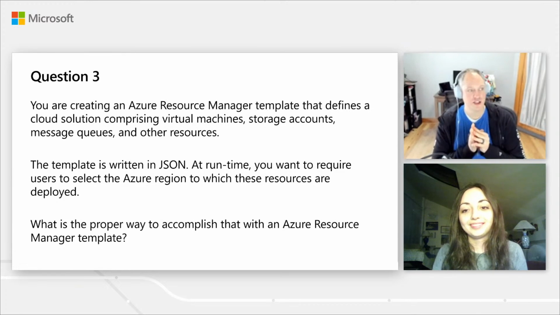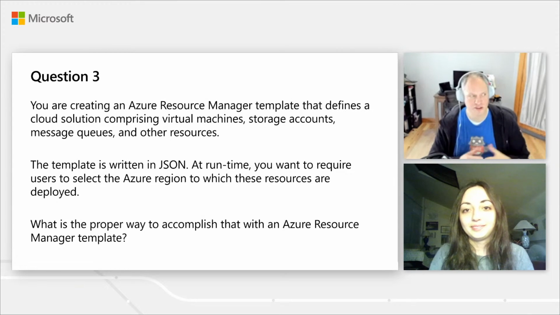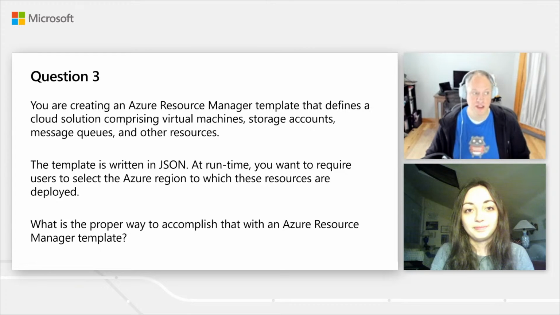You are creating an Azure Resource Manager template that defines a cloud solution comprising virtual machines, storage accounts, message queues, and other resources. The template is written in JSON, and at runtime, you want to require users to select the Azure region where these resources are deployed. What's the proper way to accomplish this with an Azure Resource Manager template?